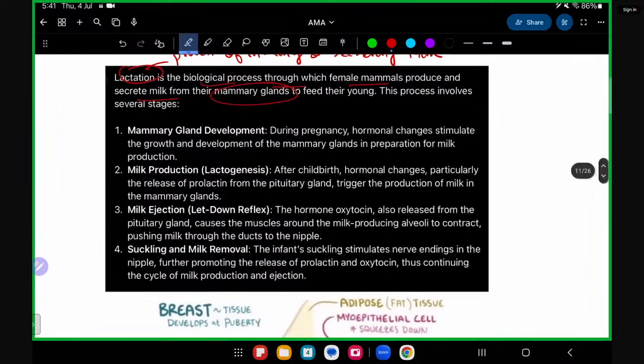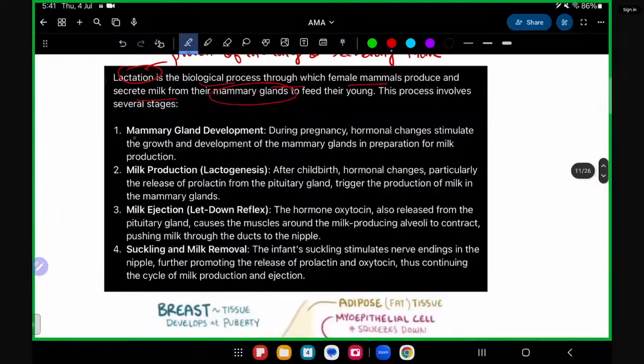What are the processes involved in lactation? First one is mammary gland development. During pregnancy, the hormonal changes stimulate the growth and development of mammary gland in preparation for milk production. Then milk production is also known as lactogenesis. After childbirth, the hormonal changes, particularly the release of prolactin. This is again a potent question.